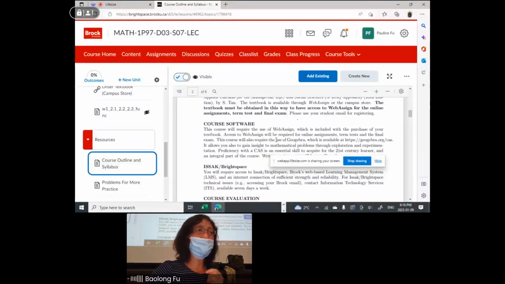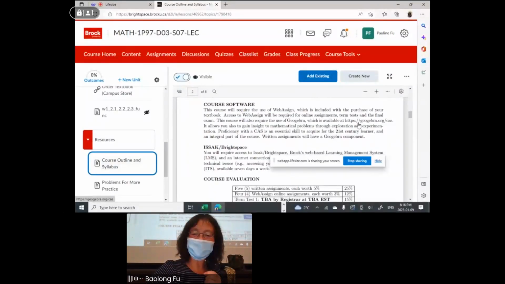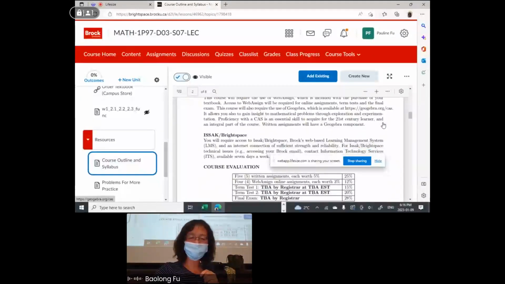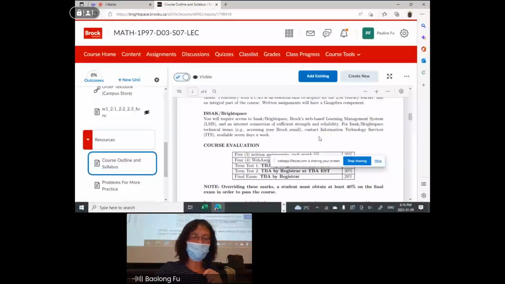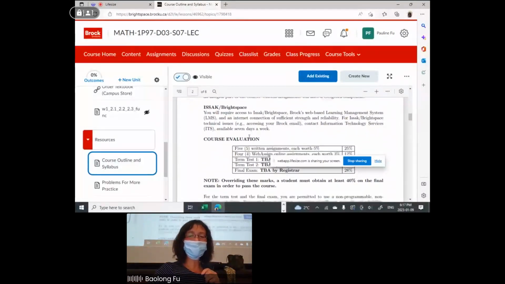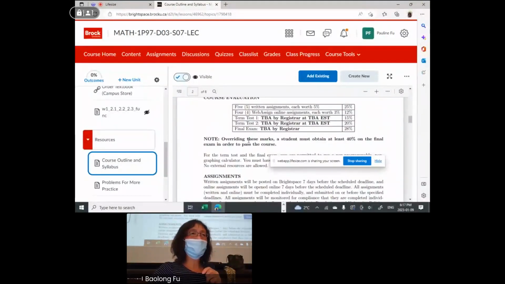Another software we are going to use is freely available on the website. It is geogebra.org/CAS. So we are also going to use this one. And again, in class, I will do live demonstrations for this website as well. Okay. This semester, we only use Brightspace. We do not use Sakai, so everything is posted on the Brightspace. Any questions so far?